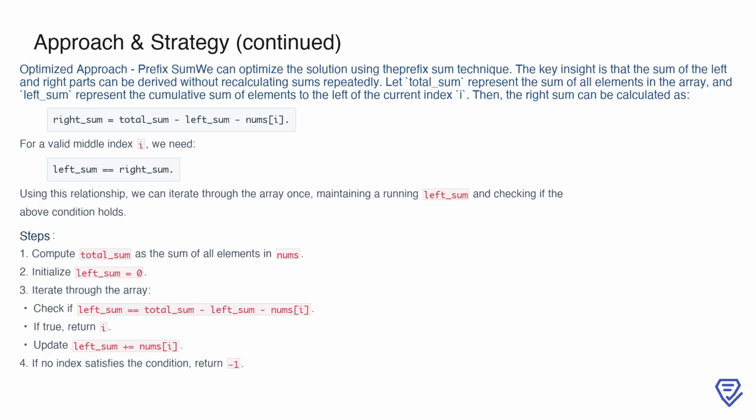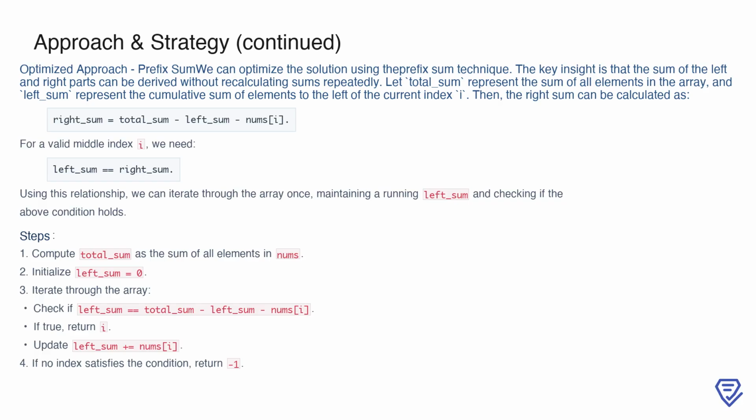Here, total_sum represents the sum of all elements in the array, and left_sum is the cumulative sum of elements to the left of the current index. For a valid middle index, the condition left_sum equals right_sum must hold.